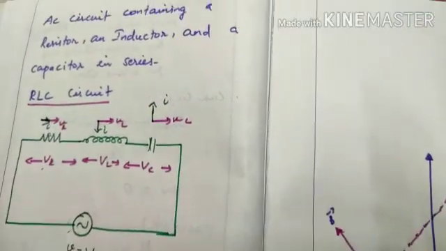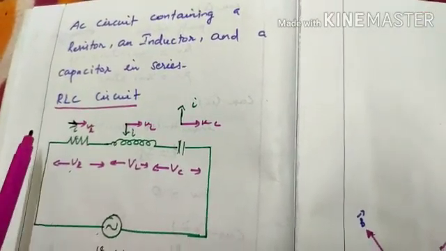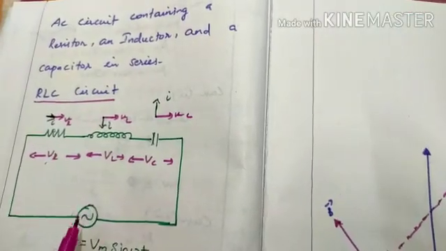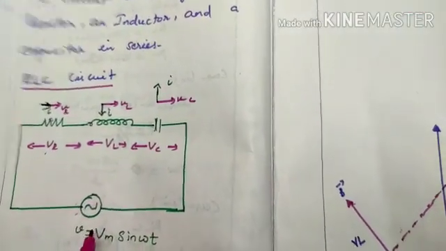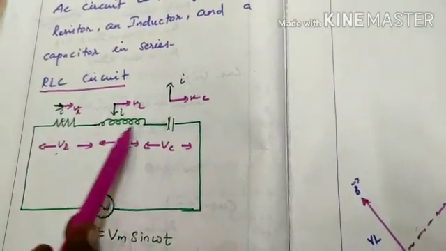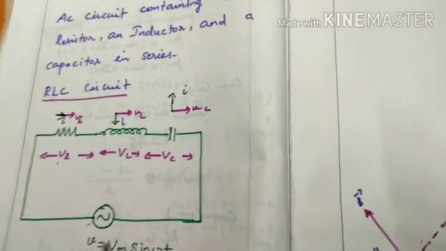Now let's see about an AC circuit containing a resistor, an inductor and a capacitor in series, which is simply known as the RLC circuit. See the circuit here. The resistor, inductor and capacitor are connected in series and are given the applied voltage Vm sin omega t, which is variable.